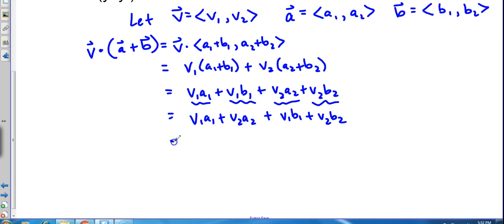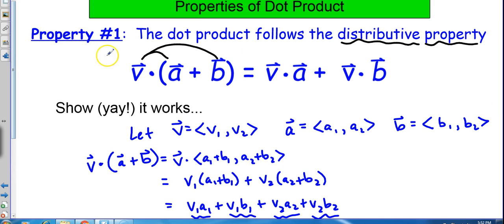And so finally simplifying, we know that this expression right here is just V dot A. And we're adding that to V dot B. And so we've shown that it works no matter what your components are. So again, just to summarize, when you have a dot product of the sum of two vectors, we can follow that distributive property accordingly.